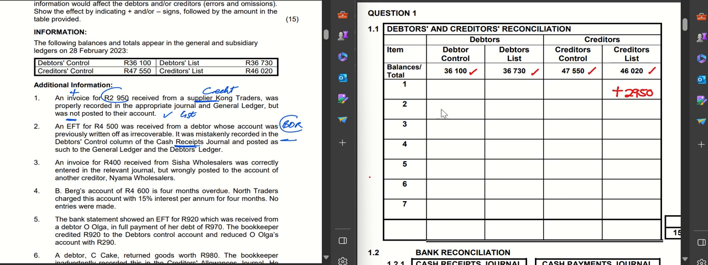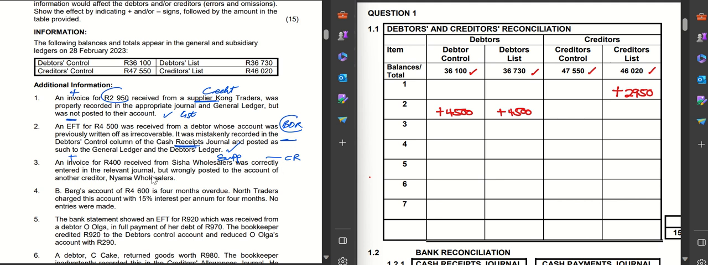So we come here, then we say in the debtors control plus 4,500. But we were told that it was posted as such in the general ledger and the debtors ledger. So we come to the list again, then we say plus 4,500. That is how we would correct that error. Go on to number 3. An invoice for 400 received from Sisha wholesalers. It's an invoice, so in my mind I know it's a plus. Received from Sisha wholesalers, so already I know I'm dealing here with a supplier. Creditors recon then.